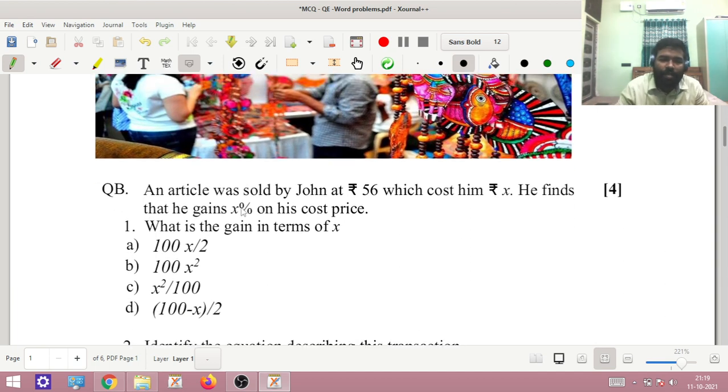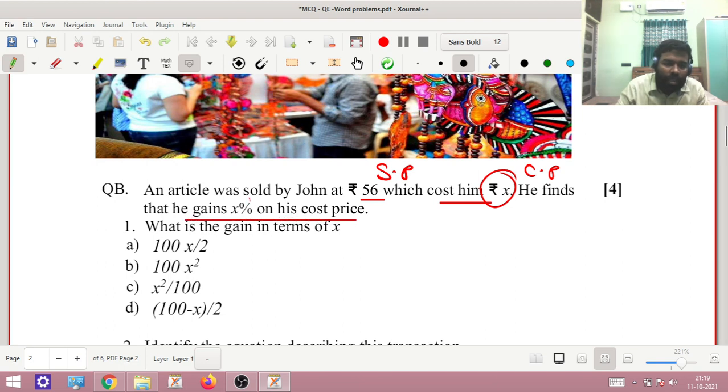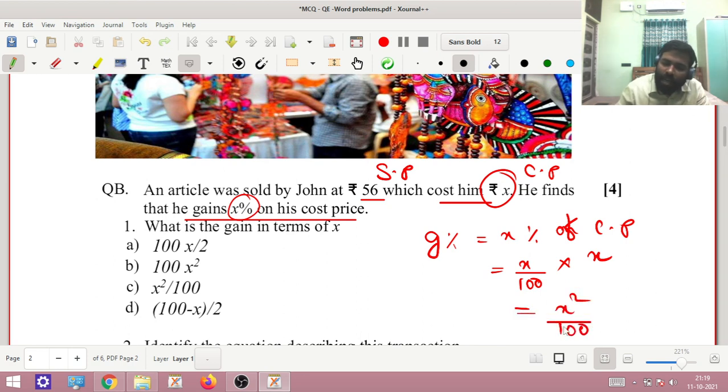The next question, question B. An article was sold at 56. This is the selling price. It cost him x rupees, so this is the CP, and the gain percent on his cost price is x. What is the gain in terms of x? We know gain or profit is calculated on CP. So x percent of CP, and CP is also x, so we get x square by 100. Option C is there for us; this is the gain.